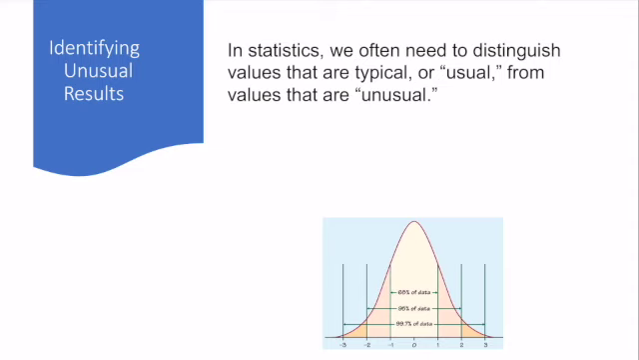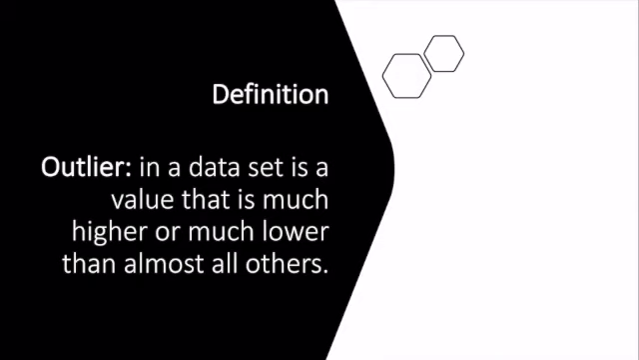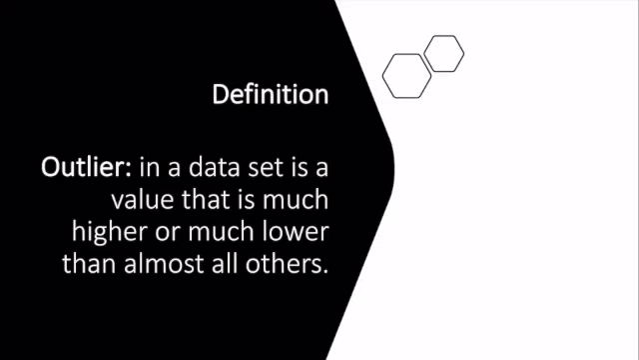In statistics, we often need to distinguish values that are typical or usual from those that are unusual. Unusual values are values that are more than 2 standard deviations away from the mean. So everything over here and everything over here is considered unusual. We can also call those outliers. Outliers are data values that are out there. An outlier is a data value that is much higher or much lower than all the others. As you can see from our normal distribution, over here it would be much higher, and to the left it would be much lower.